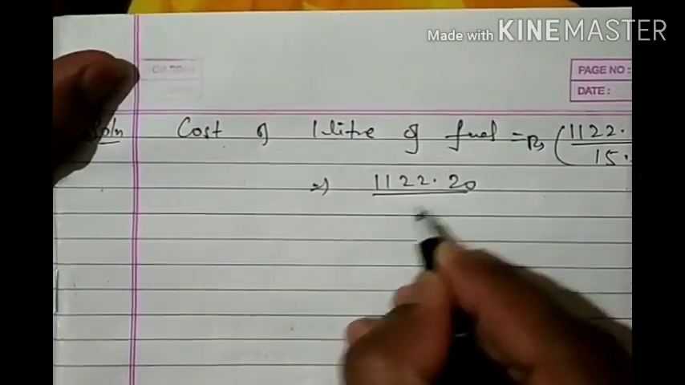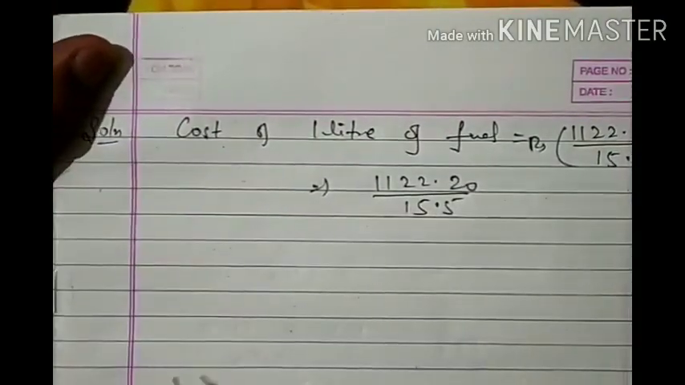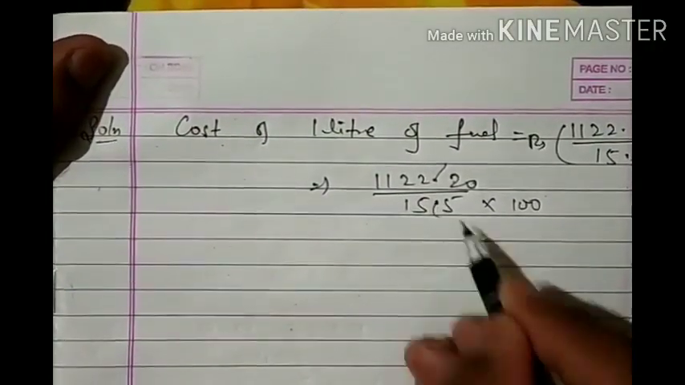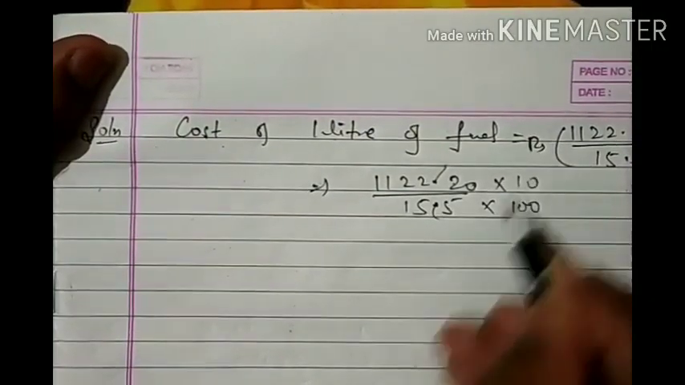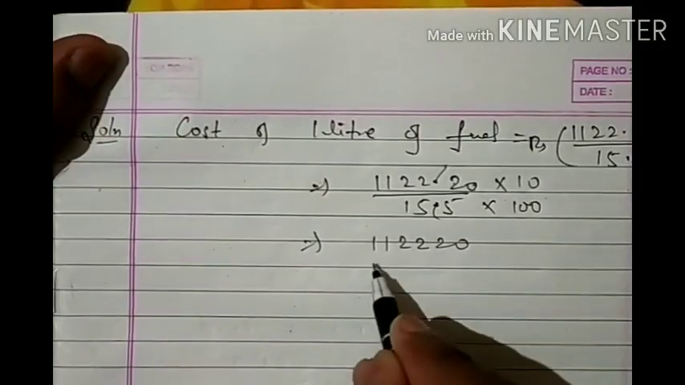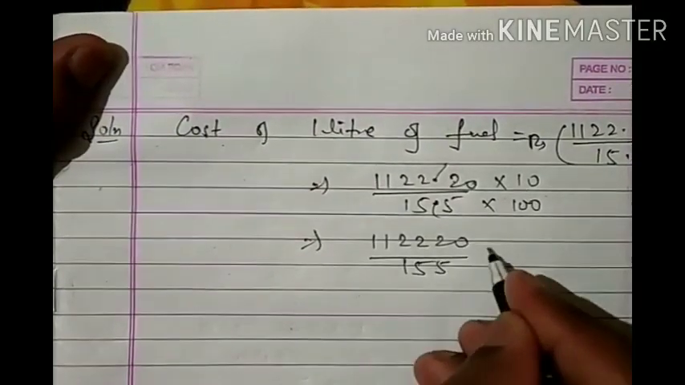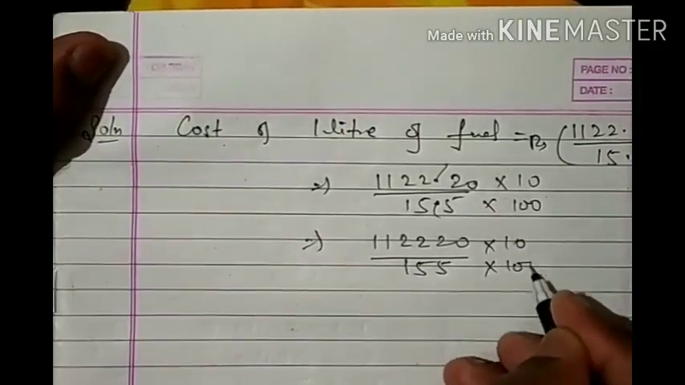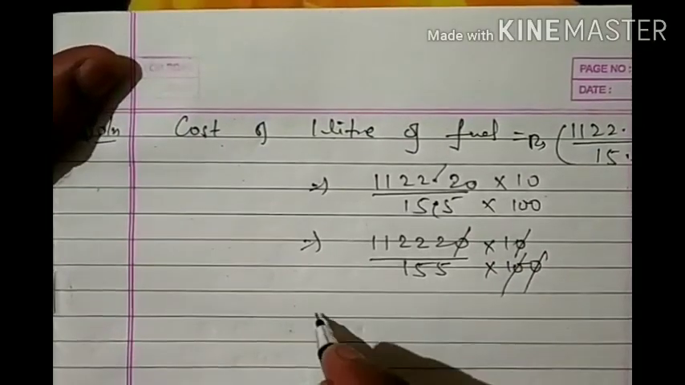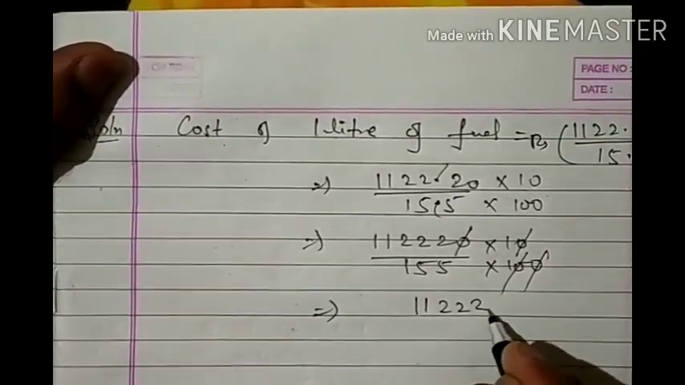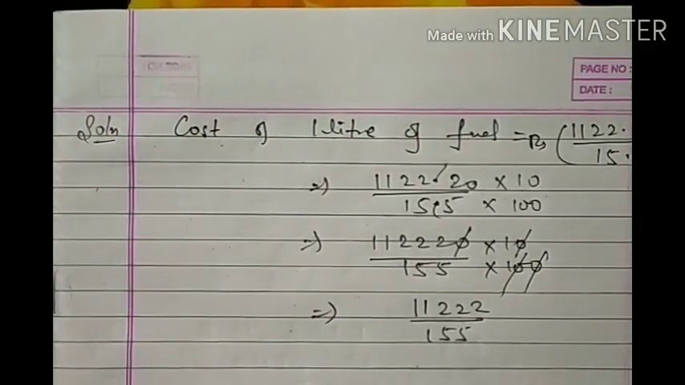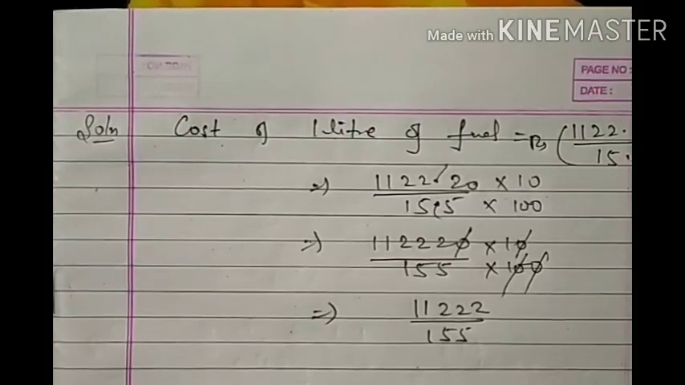1122.20 divided by 15.5. When we remove this decimal, what do we get? Ones, tens, 100. When we remove this decimal, we can solve 112220 divided by 155, multiplied by 10 and multiplied by 100. 1 zero will cancel 1 zero. Again 1 zero will cancel 1 zero. We are left with 11222 divided by 155. I hope you all can solve this.